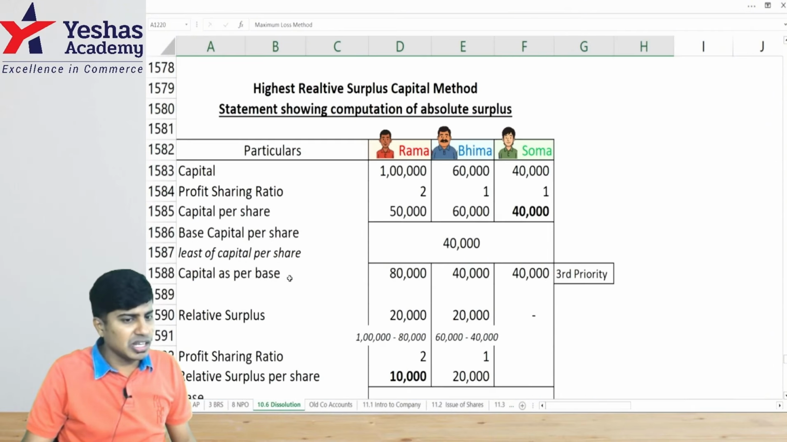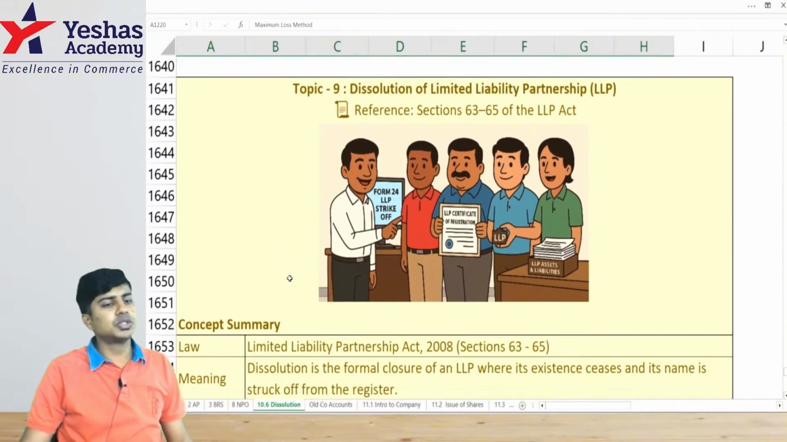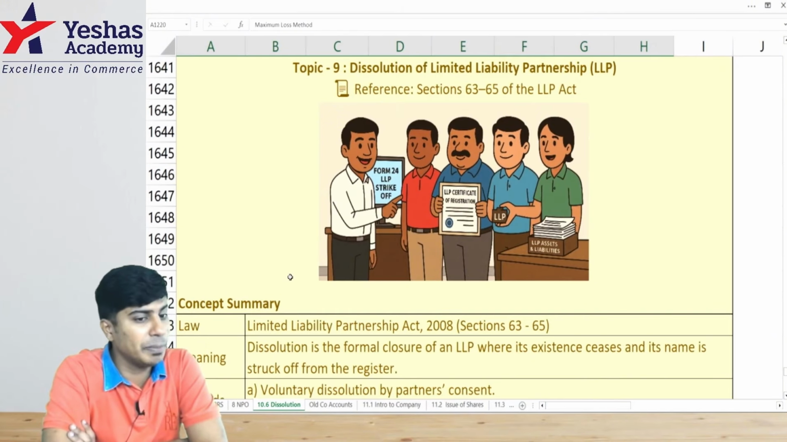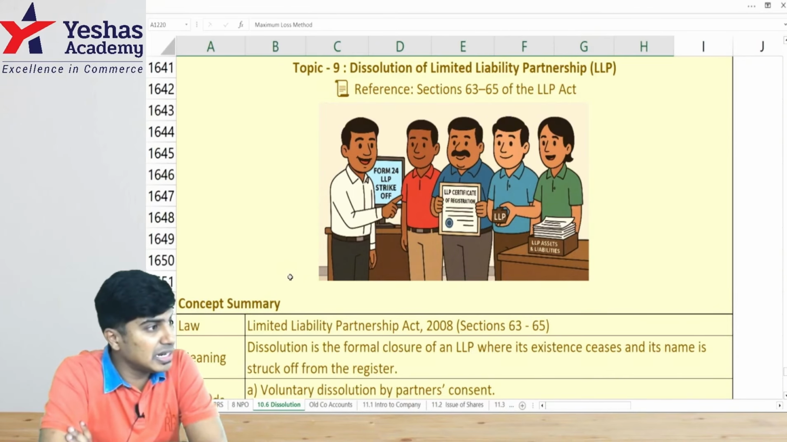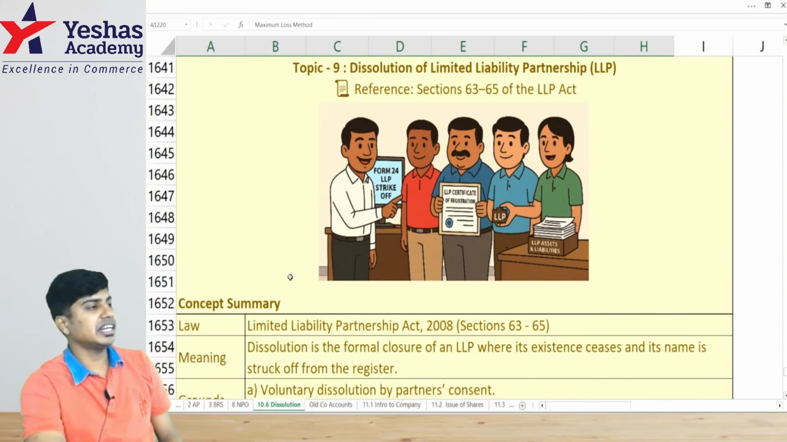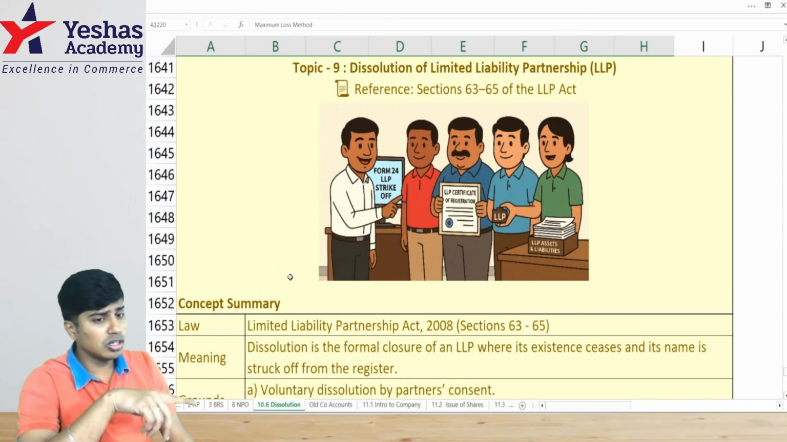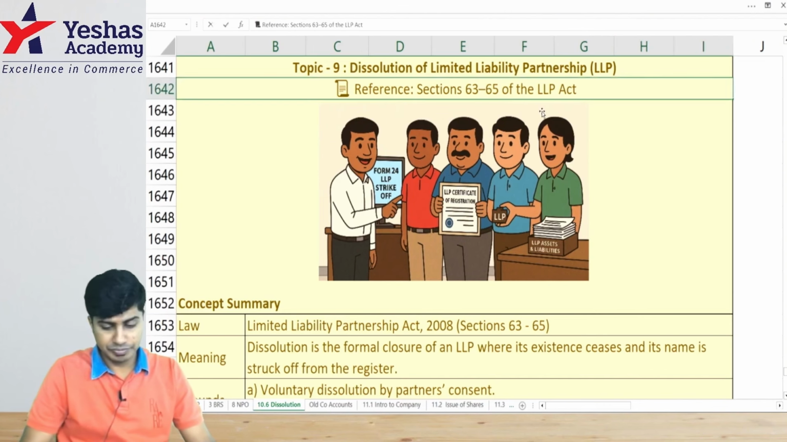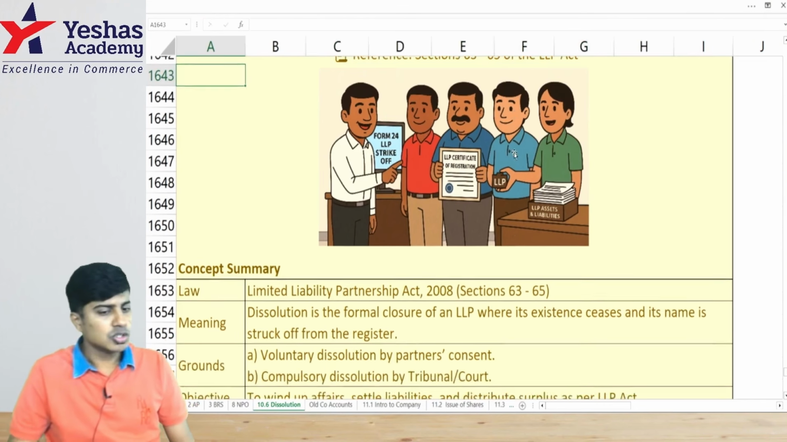Then after that we come to the last part of our chapter, which is dissolution of limited liability partnership. Now let's discuss topic 9, dissolution of limited liability partnership. This is regulated by sections 63, 64 and 65, not of the Partnership Act, but of the LLP Act, the Limited Liability Partnership Act. So what does this say?